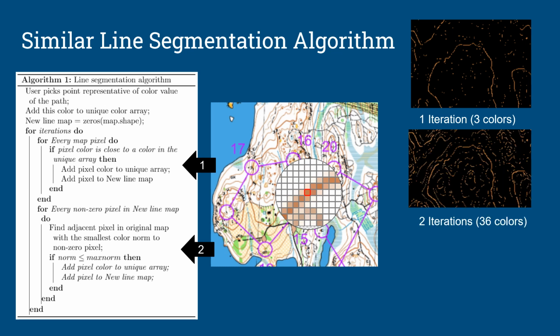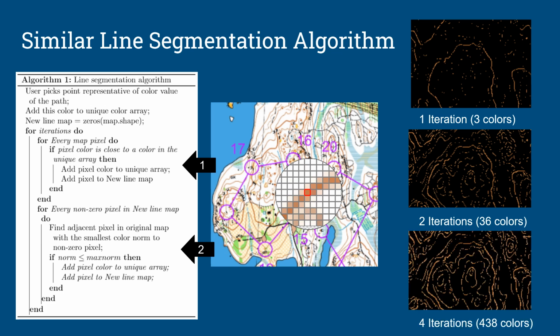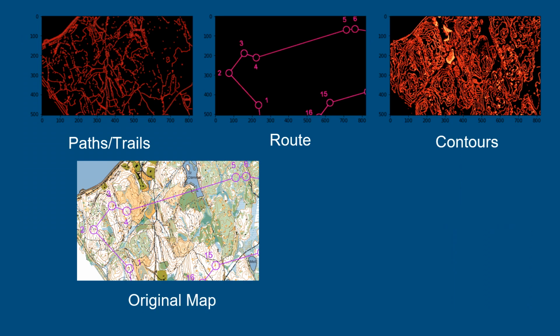As we iterate through the problem, we increase the size of our unique color array and grow which colors and pixels are represented as lines. By the fourth iteration, you can see that we've well represented and captured the contours from this map. From this, we can also pull out the trajectories of paths, the route itself, and all of the contours. And this then feeds into the second part of the problem.